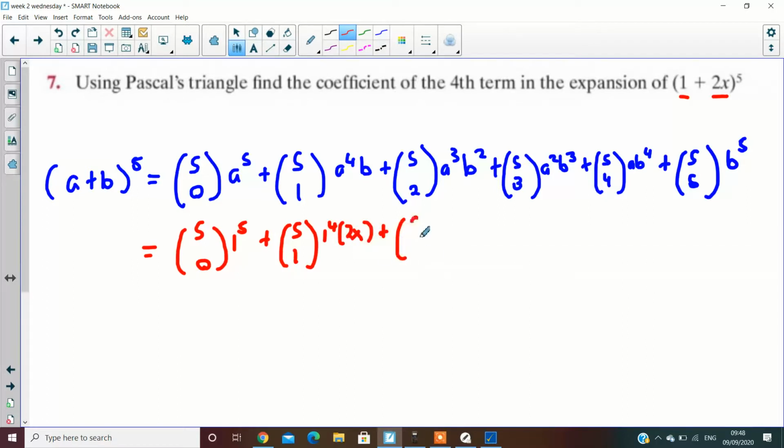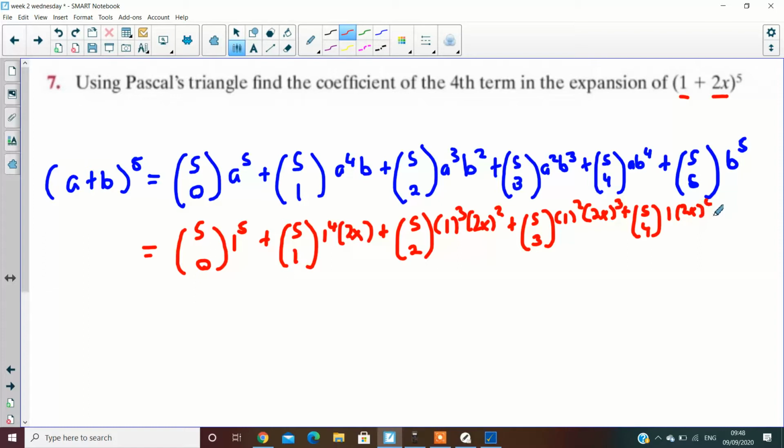Plus 5C2, 1 cubed, 2x to the power of 2. Next one, 5C3, 1 squared and 2x cubed, and finally 5C4. What's that? 1 by 2x to the power of 4, and finally 5C5. Oh god, 2x to the power of 5.